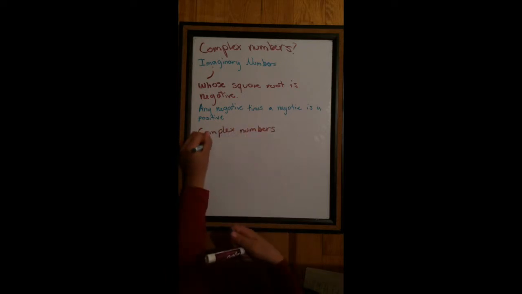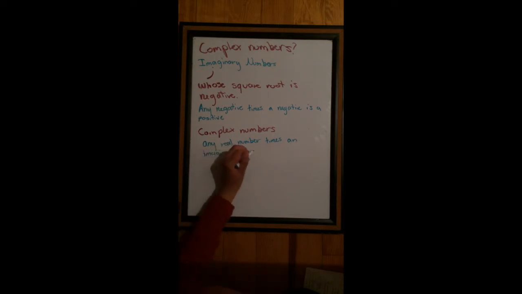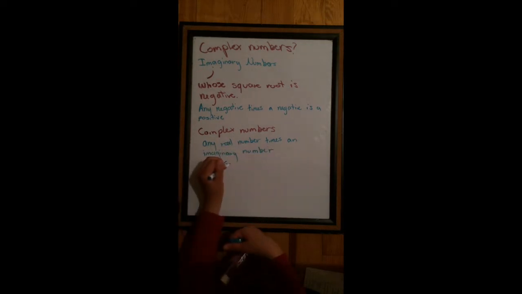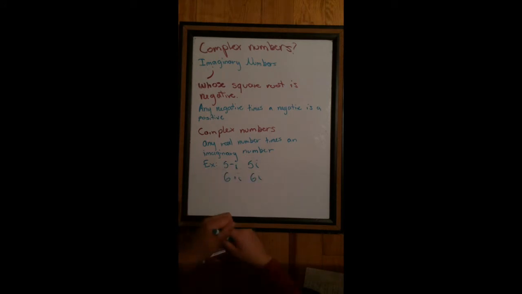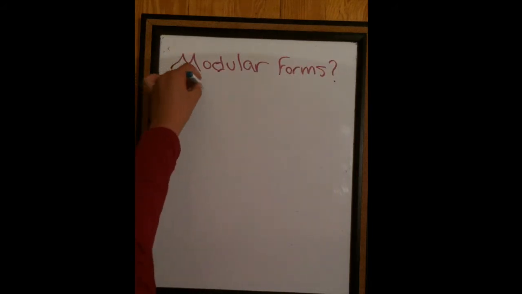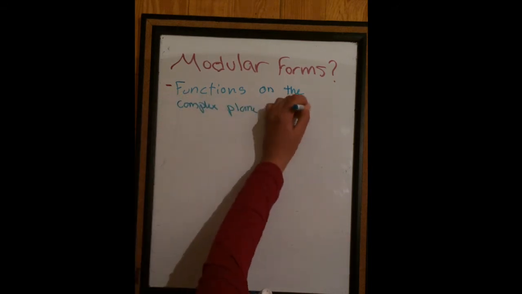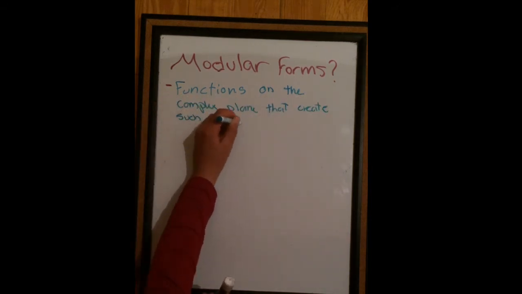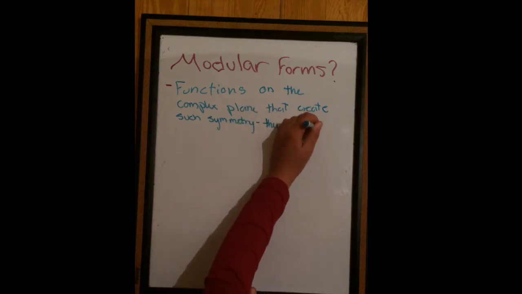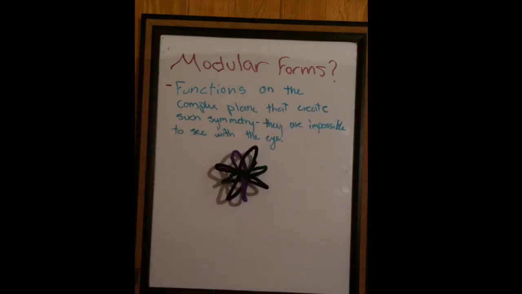A complex number is an imaginary number that is in an equation with a real number. For example, 5 minus i, or 5 times i, or 6 plus i, or 6i. So to restate, modular forms are functions on the complex plane that create so much symmetry they are impossible to see with the eye. Here is my representation of a modular form.